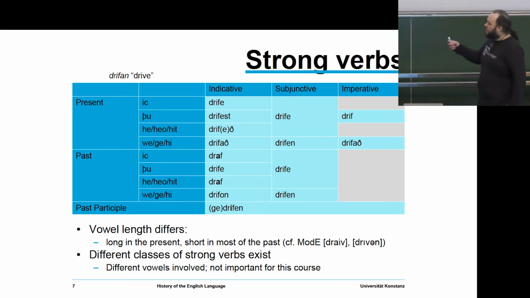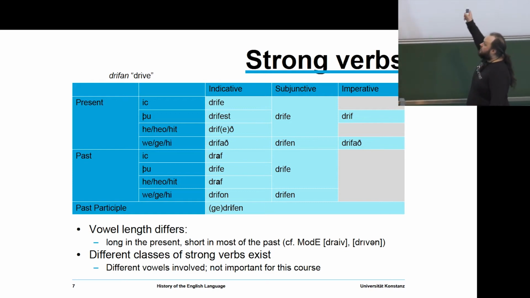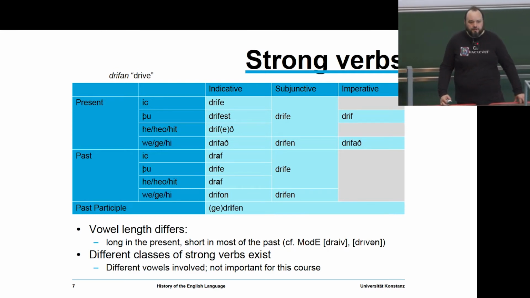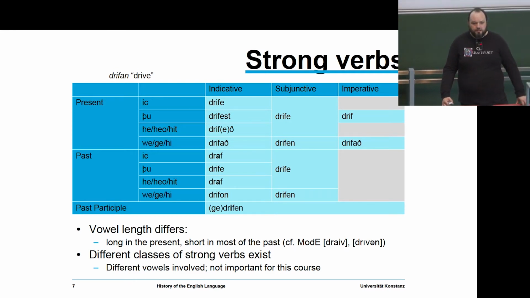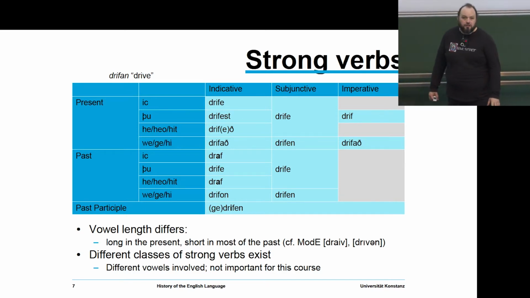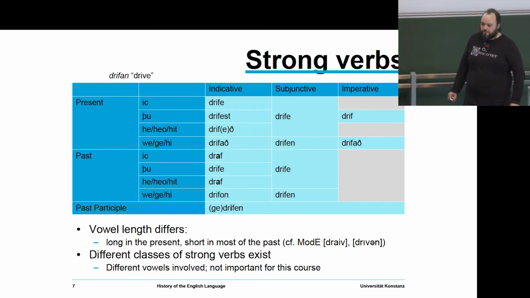So we'll start with the right-hand side column as you look at it, because the right-hand side column is the easiest. The right-hand side column only has two forms in it. The imperative, which is just the stem of the verb, drief, and we've got a plural imperative form for more than one person, drivath.